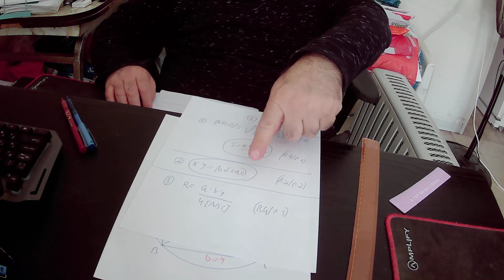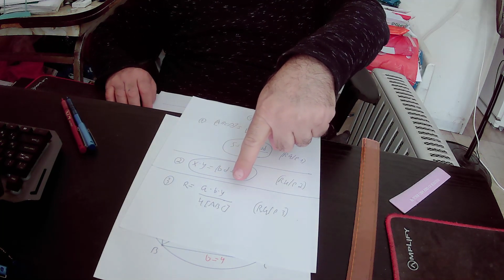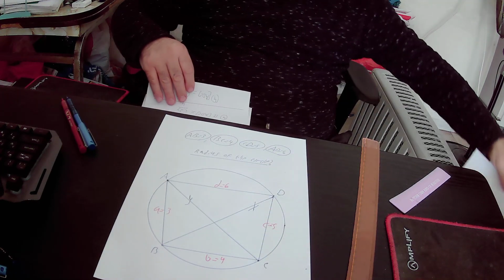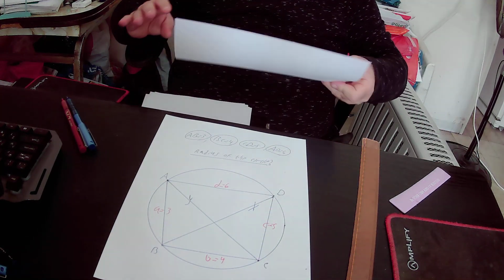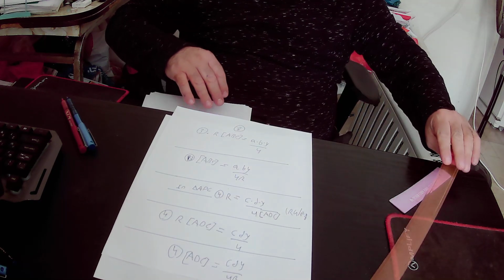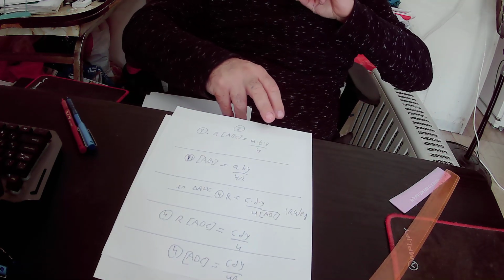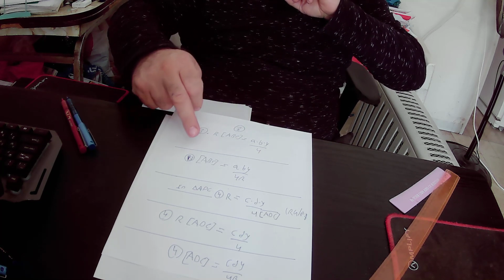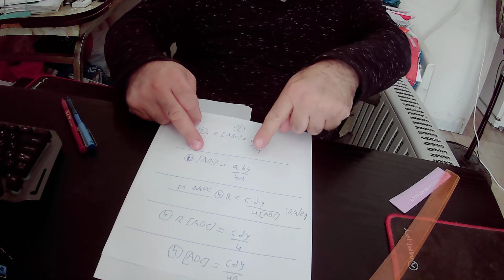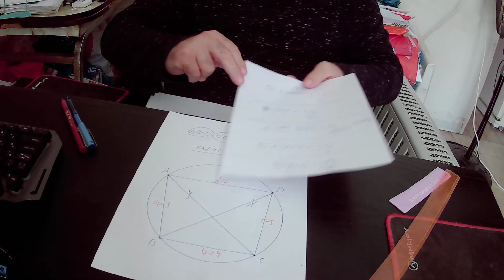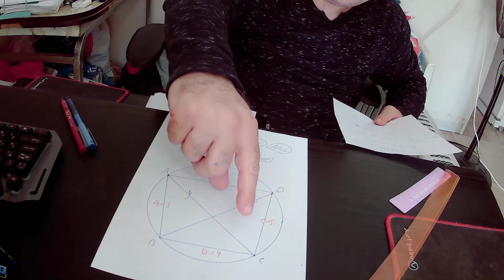So here we multiply equation number 3 by the area of triangle ABC, and we got this equation: R times the area of triangle ABC equals A by Y over 4. We divided equation number 3 by R, and we got that the area of triangle ABC equals A by Y over 4R. Then we focused on triangle ADC.